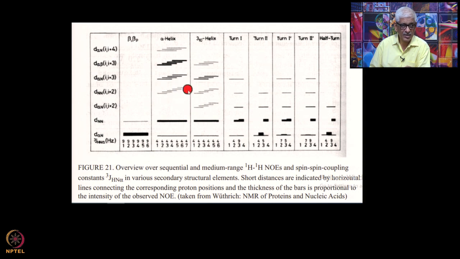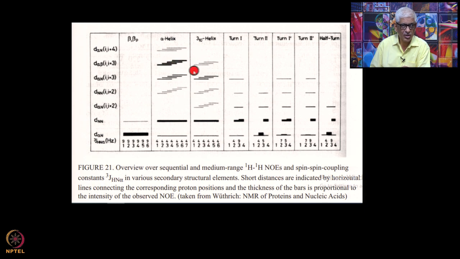Okay. The range, what is shown here is from what residue to what residue. For example, this one is from 5 to 7, then it is 4 to 6, then it is 3 to 5, then you have 2 to 4, then you have 1 to 3. So this is the other i to i plus 2. Similarly, you can draw these lines for these individual residues.